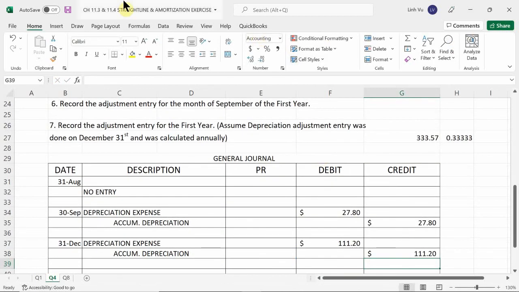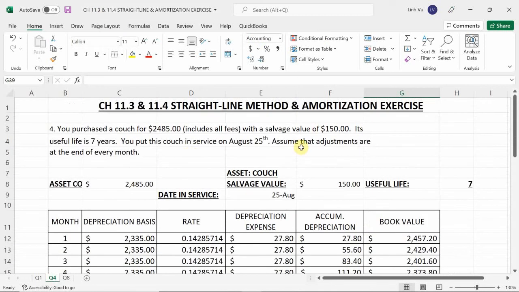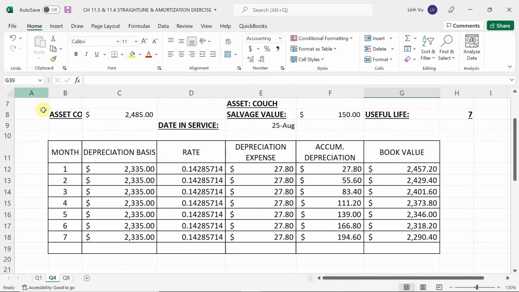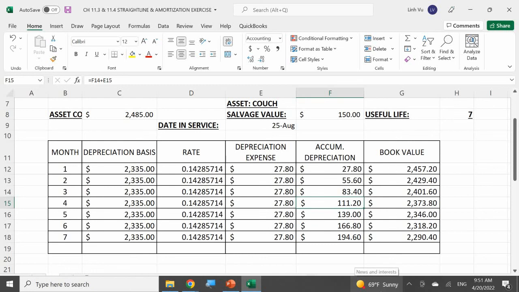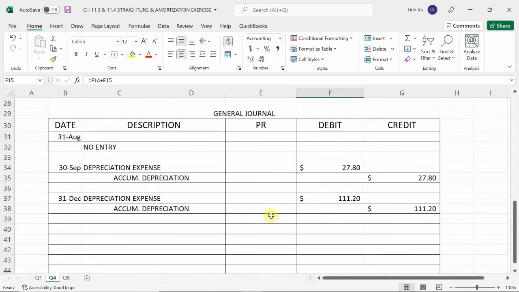Because that's the same thing, right? If your asset's only 4 months old, what will then calculate it? 1, 2, 3, 4 months, right? Of $27.80, you're going to get a total of $111.20. Same thing here as well. Okay. All right, so that's that.